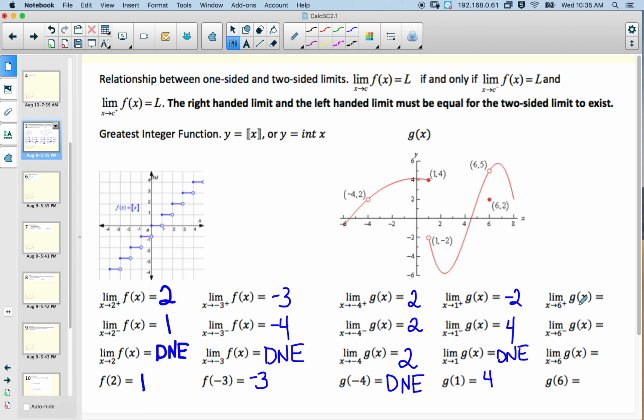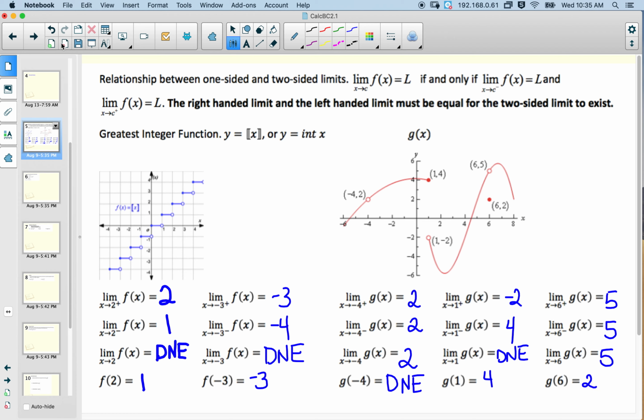And then for this problem right here, as we approach 6 from the right hand side, we get a 5. From the left hand side, we get a 5. The limit, therefore, is equal to 5. The right hand and the left hand limits are the same. And g of 6 is actually down here, and it equals 2.